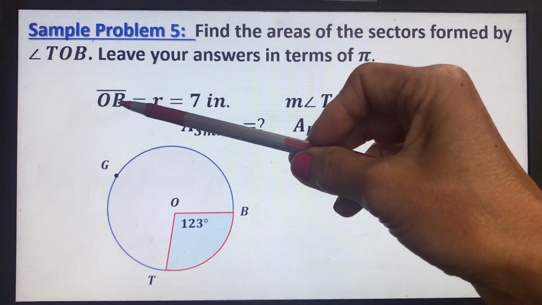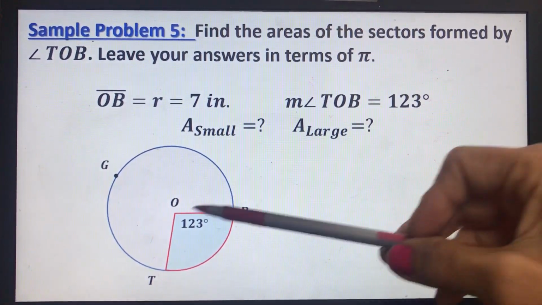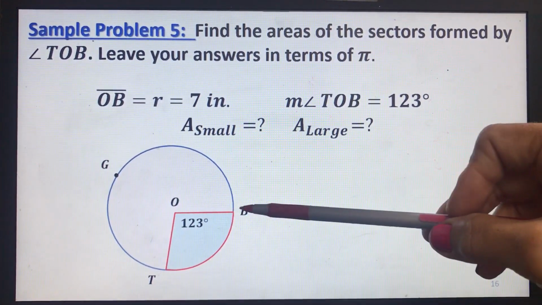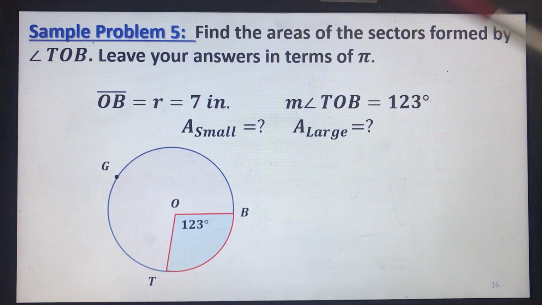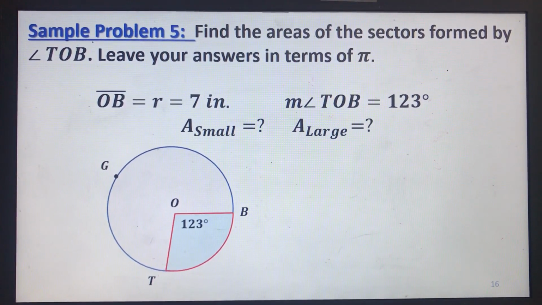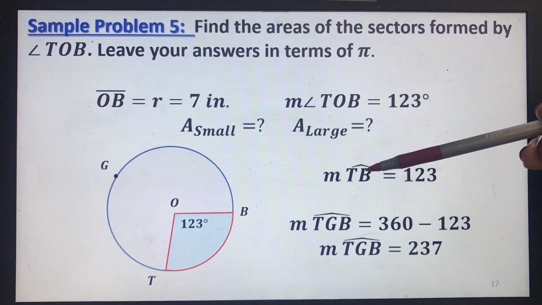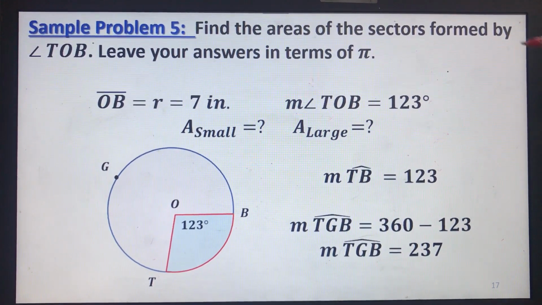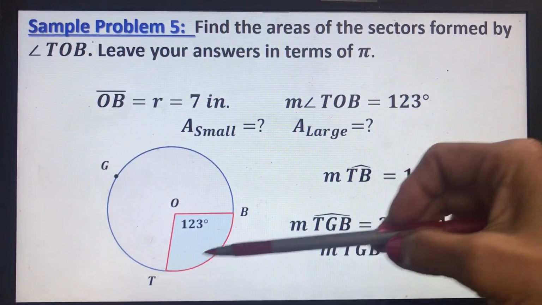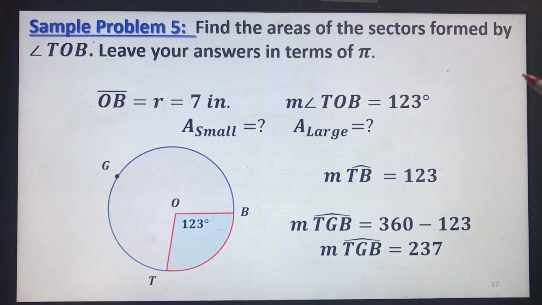We are also given that radius OB, which is the same as radius OT because they are the radii of the circle, measure 7 inches. And we are also given that the measure of angle TOB is 123 degrees. Now, the measure of minor arc TB is going to be equal also to the measure of its central angle, because the measure of the minor arc is equal to the measure of its central angle.